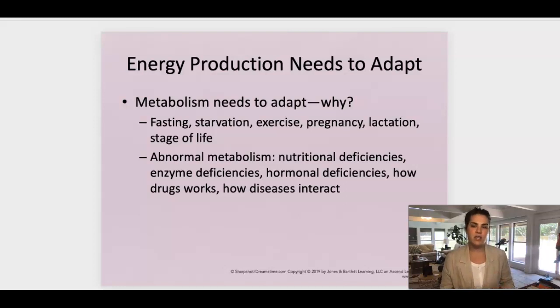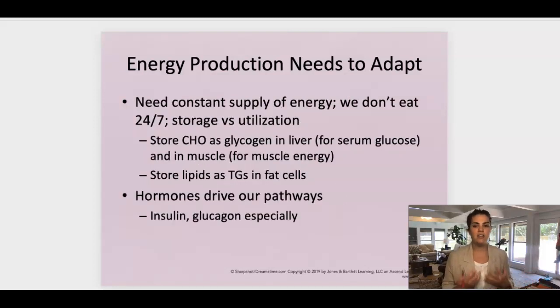All of this plays into how those pathways work, in which direction they're moving in that anabolic or catabolic pathway. And a lot of that also has to do with our body's constant need for energy, right? However, we don't eat 24/7. We're not always eating and eating and eating. So our cells have to have a means of storage and a means of utilization, okay? So we don't just use up all of the energy that's available at that time.